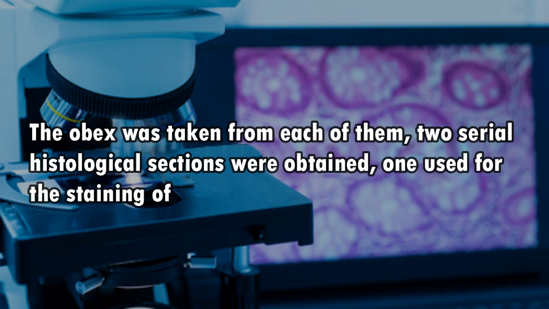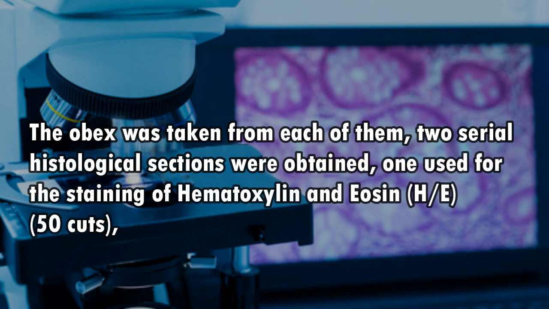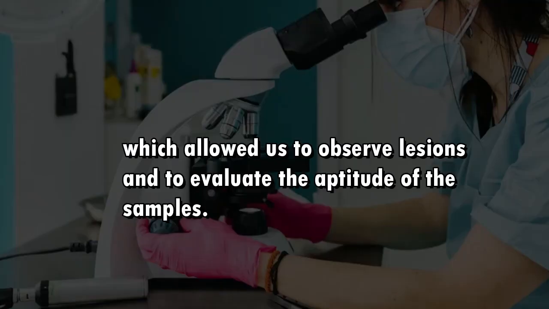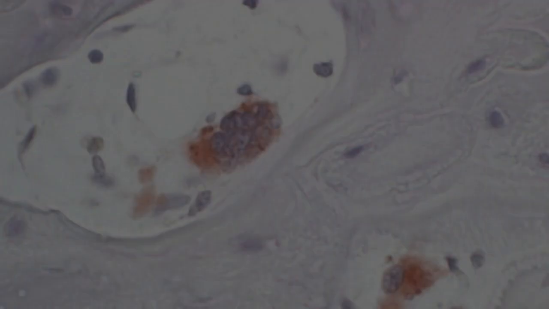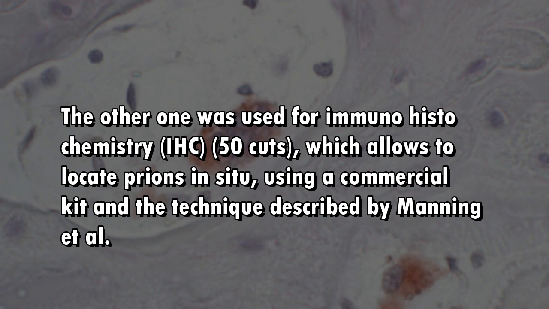The obex was taken from each of them, and 2 serial histological sections were obtained. One was used for staining with hematoxylin and eosin, H/E, 50 cuts, which allowed us to observe lesions and to evaluate the suitability of the samples. The other was used for immunohistochemistry, IHC, 50 cuts, which allows locating the prion in situ, using a commercial kit and the technique described by Manning et al.